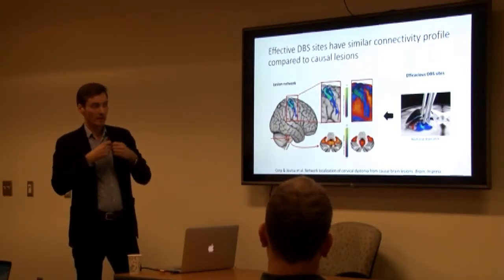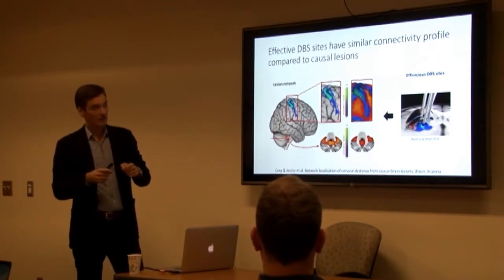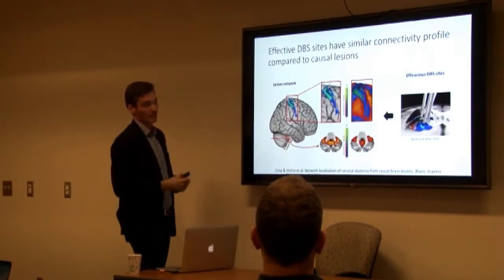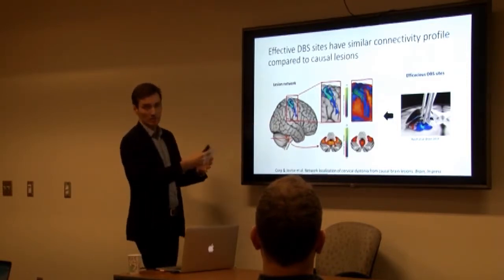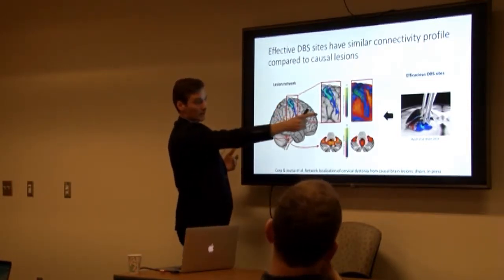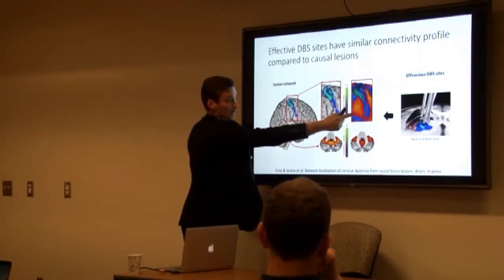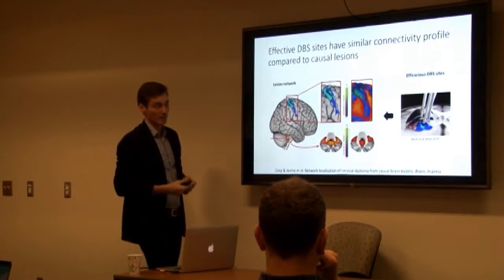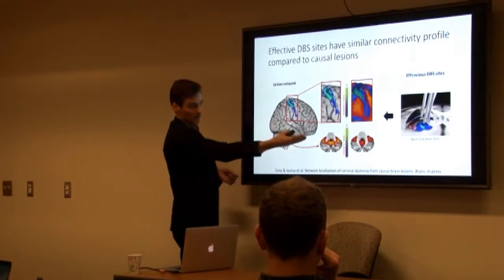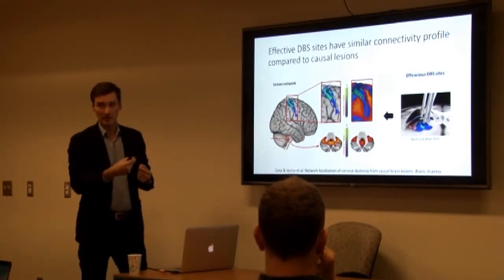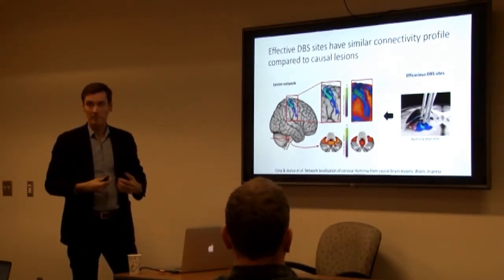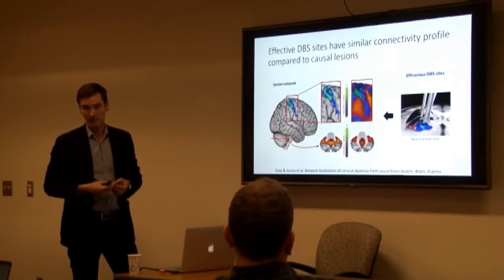And we analyzed the connectivity profile of these sites. And sure enough, it matches quite well to what we find with lesion network mapping. So all lesions causing cervical dystonia are negatively connected to sensory cortex. The efficacious DBS sites are also connected negatively to S1. The lesions were positively connected to the cerebellum, and similarly, the efficacious DBS sites were positively connected to the cerebellum. So this indicates that the network that we identify may have some relevance for treatment efficacy.